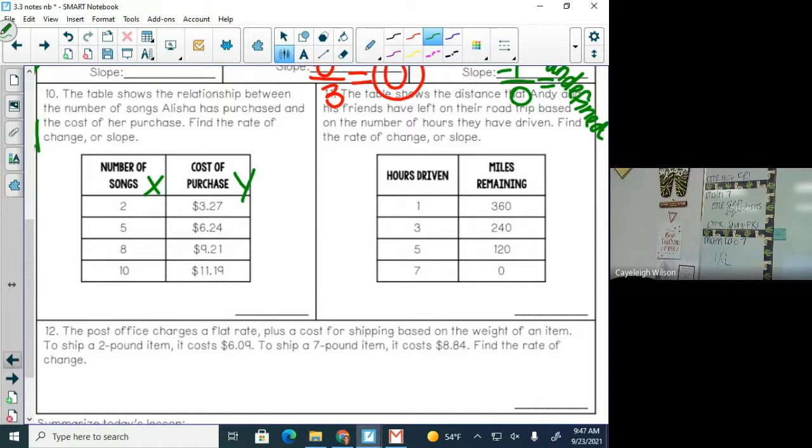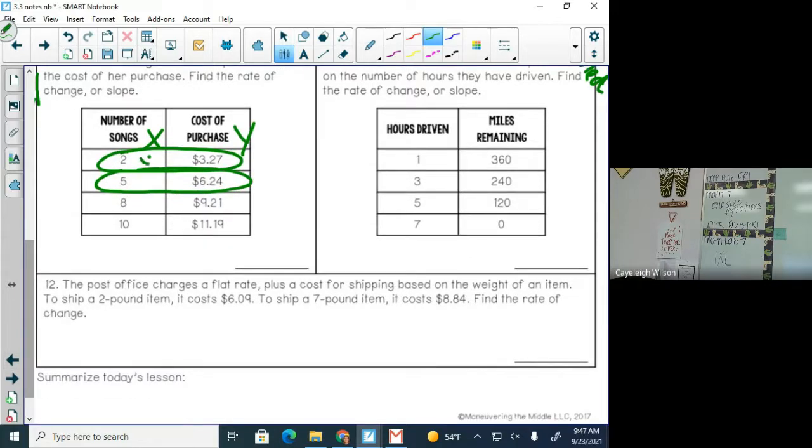All right, so we're gonna let somebody choose here. Eli, which 2 points did you choose? I chose 2 and 3.27 and 5. That's fine. So these are his 2 points: x1, y1, x2, y2. I'm going to do y2 minus y1 over x2 minus x1.